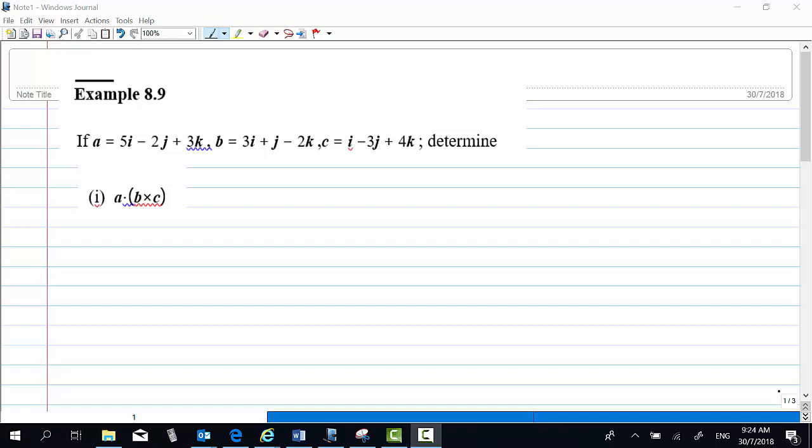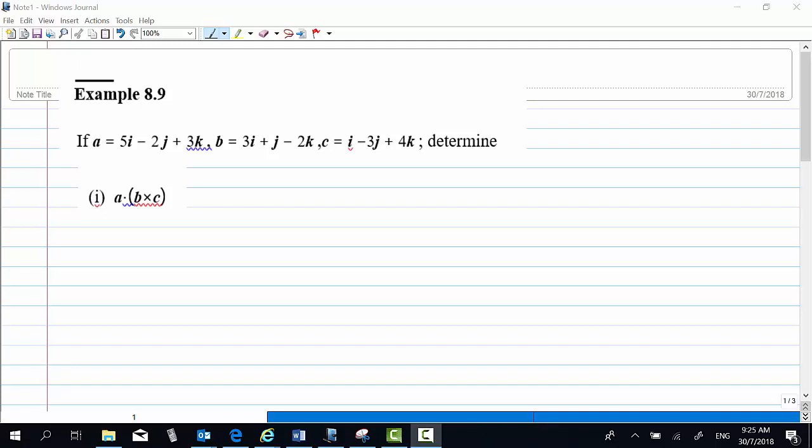This is example 8.9. If A is a vector 5i minus 2j plus 3k, B is a vector 3i plus j minus 2k, and C is a vector i minus 3j plus 4k, determine A dot B cross C. First of all, let's try to understand the meaning of A dot B cross C.